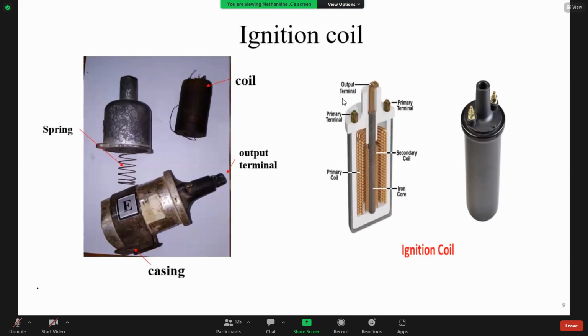This is the figure of the ignition coil. This one is the real specimen. This one is the cross-sectional figure of the ignition coil. Here you can see the outer part is the primary coil. Inside we have the secondary coil. Okay.